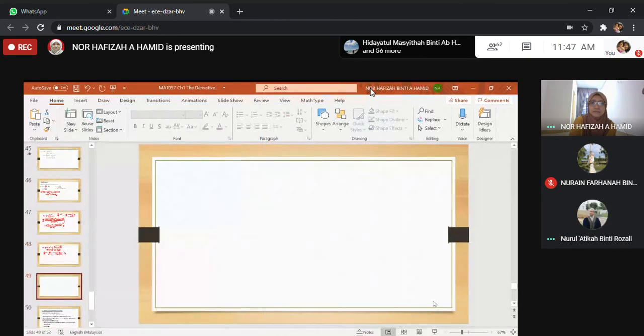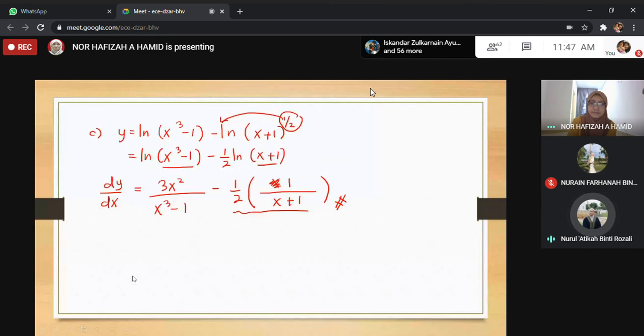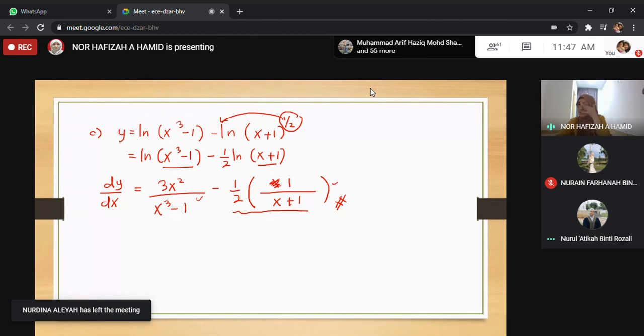Madam, yang soalan C tadi, soalan mana? Yang soalan C ke soalan B? C. C, okay. Memang boleh tinggal macam tu je, tak payah nak samakan bawah ke apa. Denominator, tak apa. Dia boleh tinggal macam ni je. Okay. Asalkan you dah differentiate lah. So you dah differentiate dia, so you boleh tinggal macam ni je. Tak perlu samakan denominator pun tak apa. Okay, madam. Thank you. Okay. So for C, next for D.